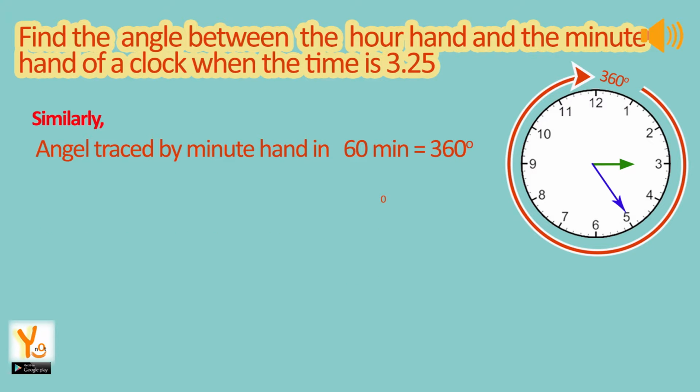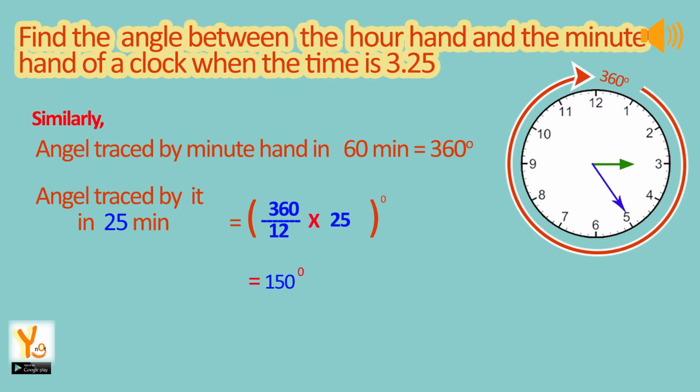Similarly, angle traced by minute hand in 60 minutes equals 360 degrees. Angle traced by it in 25 minutes is equal to 360 by 12 into 25, that comes out to be 150 degrees.